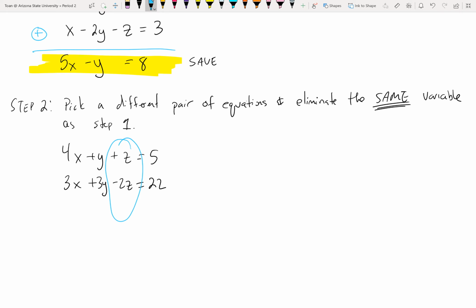You want those numbers to be equal and opposite. Currently, they are not the same number, so I have to find the least common multiple. There's a 1 here, so the LCM, least common multiple of 1 and 2, is just 2. So the bottom equation already has a 2 in front of the z, so I'm not going to do anything to him. He stays the same.